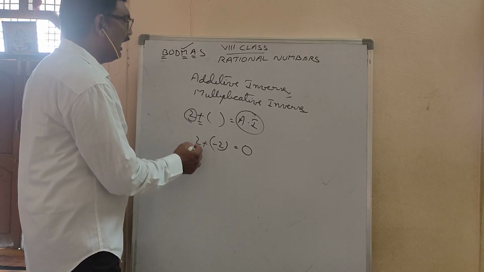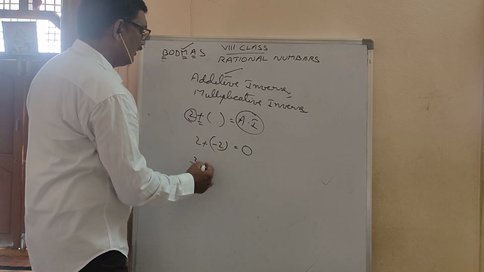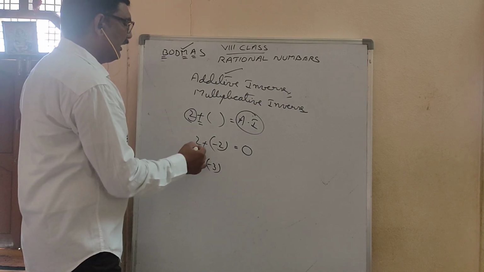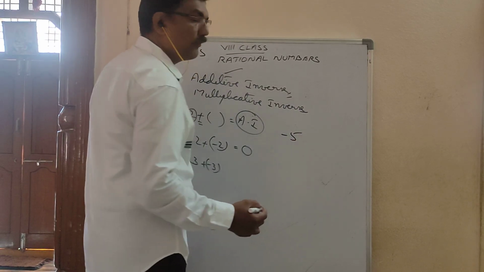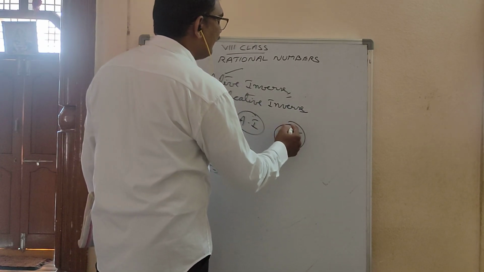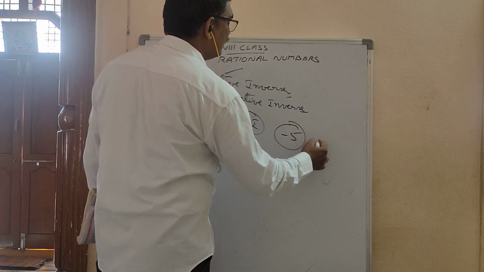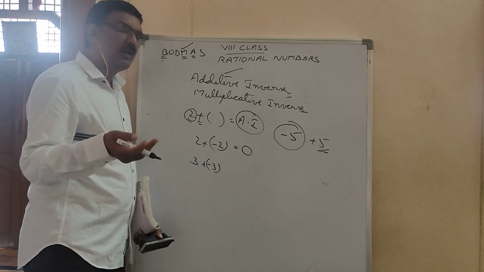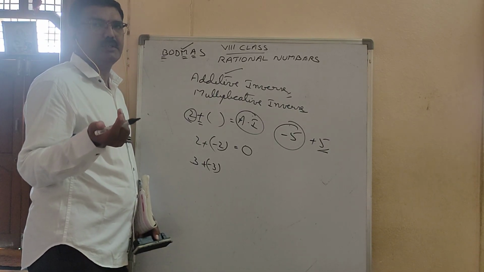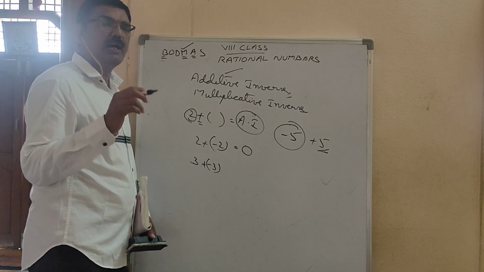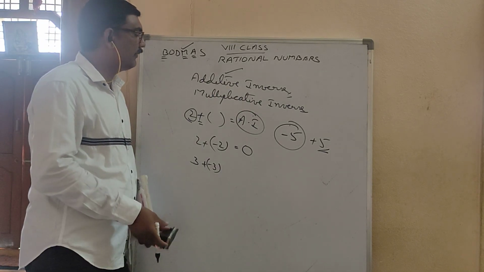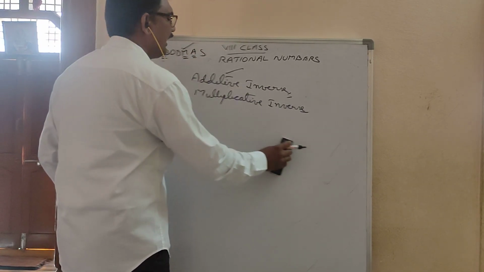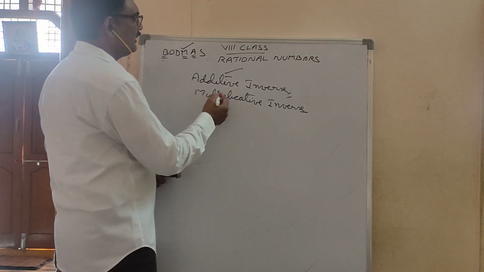Like that, 3 is there. What is its additive inverse? It is minus 3. For 3, minus 3. If I ask for a negative number, minus 5, what is its additive inverse? If I ask, you have to change the sign. That is plus 5. If in the question plus is there, the additive inverse will be minus. In the question, if you have minus, the additive inverse will be plus. Okay.